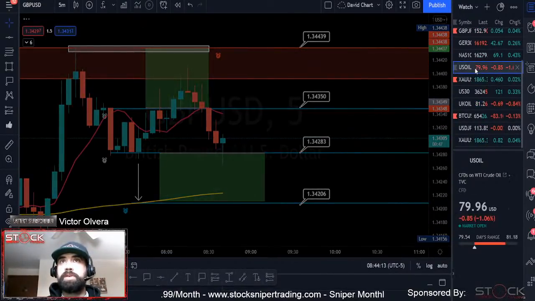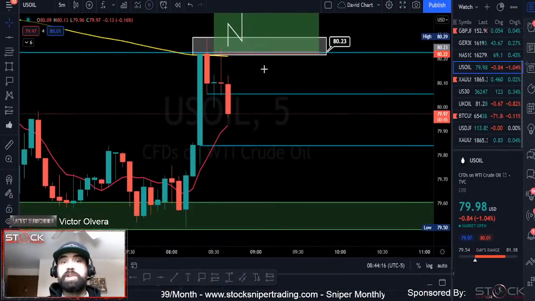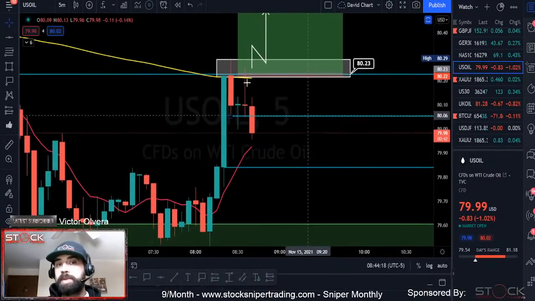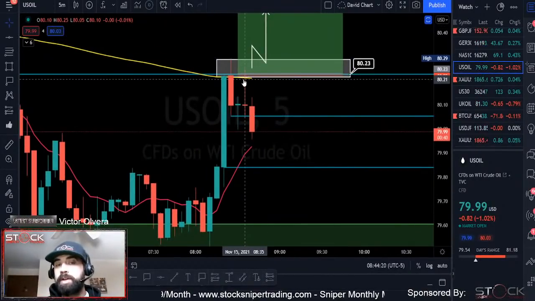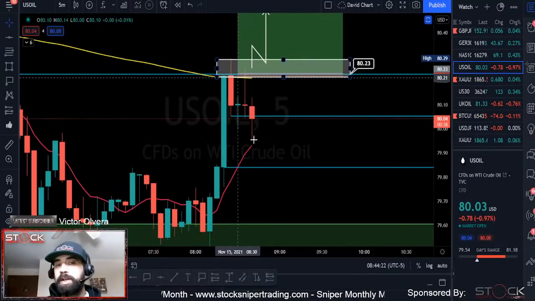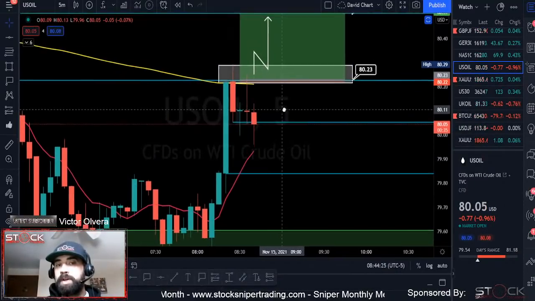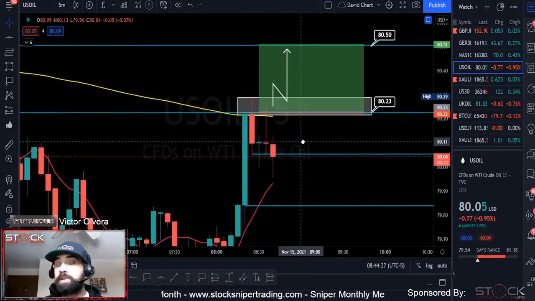Okay, so let's check out US oil now. So there's the rejection. See how it did not push up, guys? There's no clear confirmed trade there. Rejected at the 200, and now it's bouncing at the 9. So there is opportunity for this to go bullish here, for real.